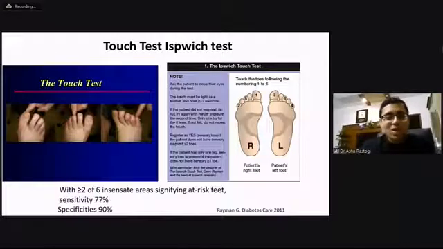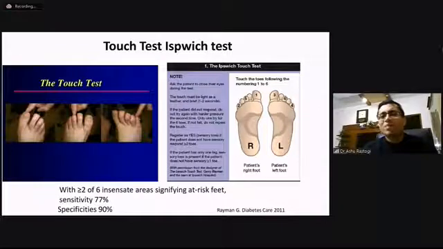But suppose you are sitting in a village, in a primary healthcare center where you don't have the facility of an automated neuropathy analyzer. That doesn't mean that you cannot diagnose neuropathy. Even in these patients, you can diagnose neuropathy. This is a simple tool developed by Gary Rayman from Southern England, from the city of Ipswich, so it is named after his city, the Ipswich Touch Test.